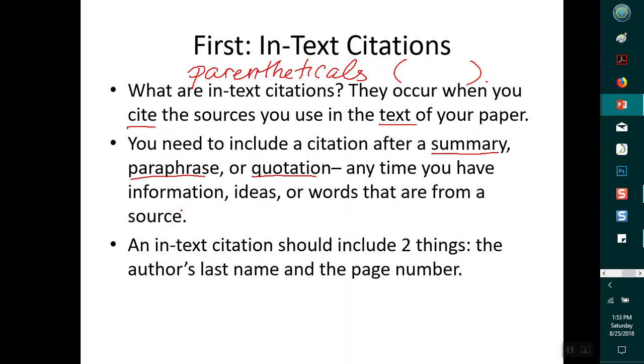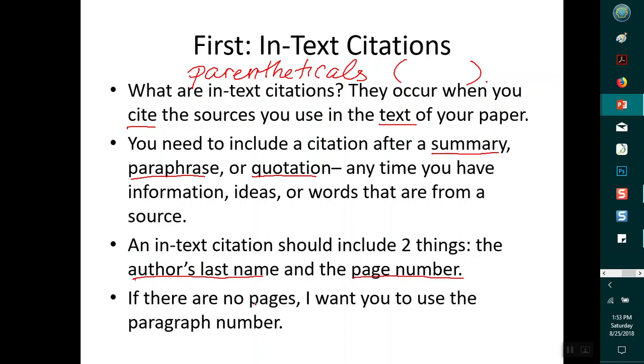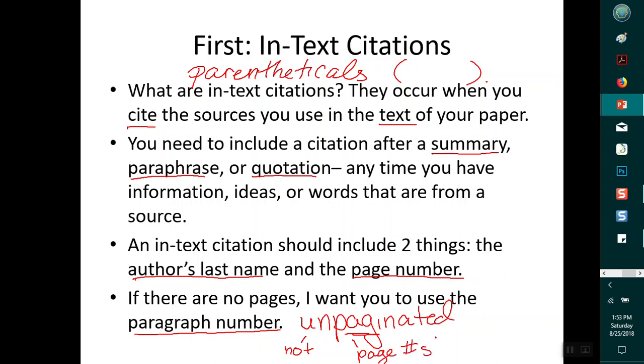An in-text citation includes two things: the author's last name and the page number. If there are no pages, I want you to use a paragraph number. So if you have a source that's from online, this is something that is actually called, you might hear other people talk about this in other classes, unpaginated or non-paginated. It's just a fancy word for saying un means not, page meaning page numbers. So same thing, no page numbers, then you should use a paragraph number.